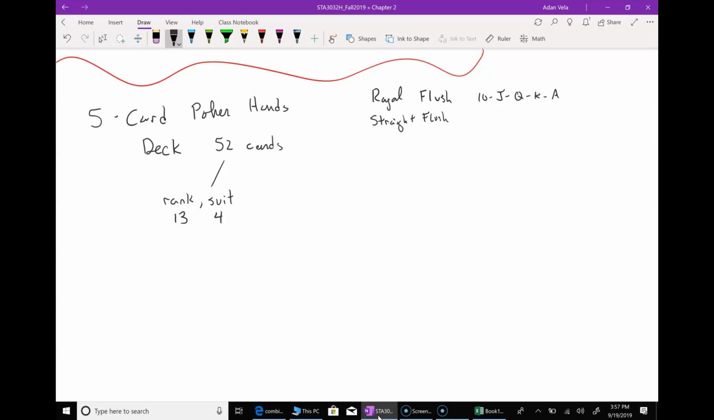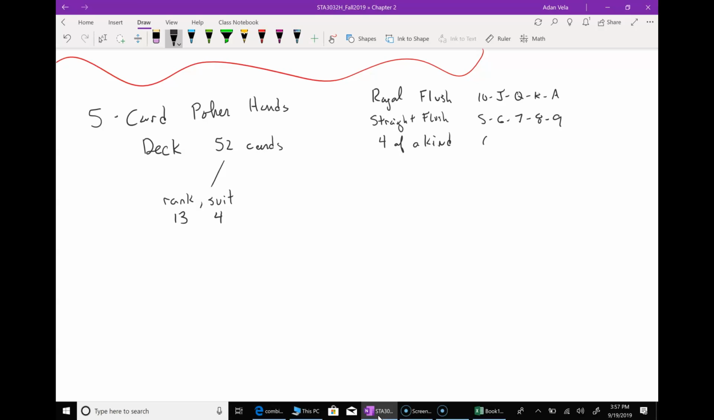Here, all the cards are the same suit again, but instead of starting off with the number 10 and going 10, Jack, Queen, King, it could start with any number. So it might be, or any sequence. It could be 5, 6, 7, 8, 9, but they all have to be the same suit. What's after that? I think 4 of a kind? Yeah. After that is 4 of a kind.